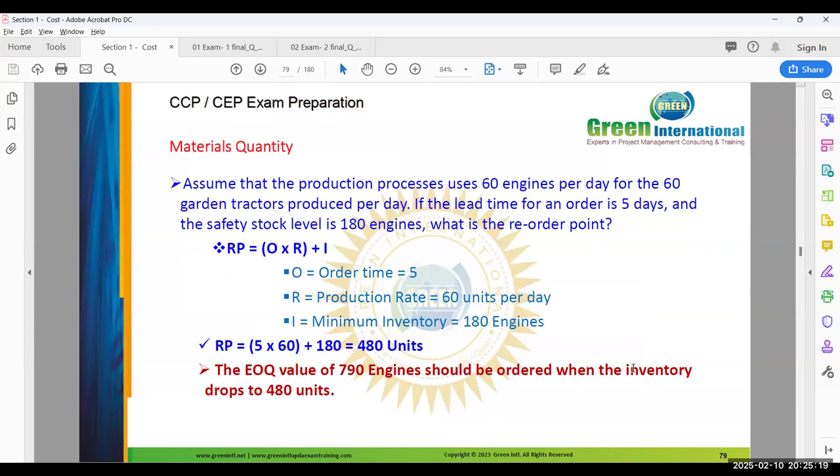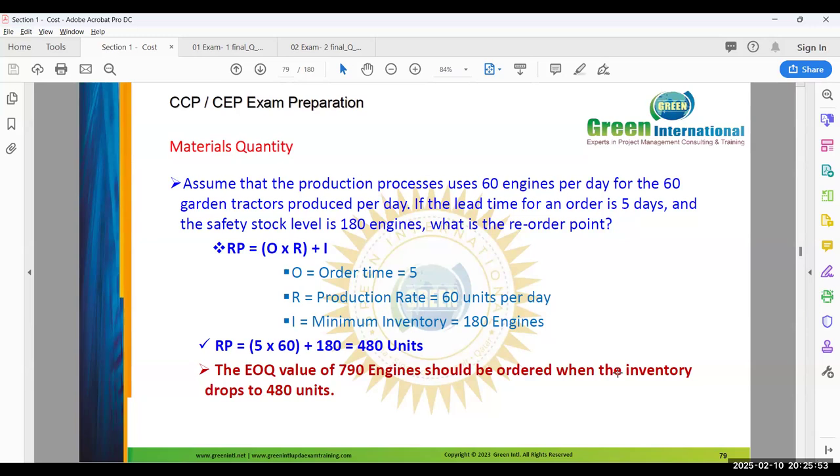Next is reorder point. Same way. The 60 engines per day it's consuming. The lead time, if you make the purchase order, is 5 days. So safety stock is 180. So what is the reorder point? 60 multiplied by 5 plus 180. So economic order quantity of 790 engines should be ordered when the inventory drops to 480.